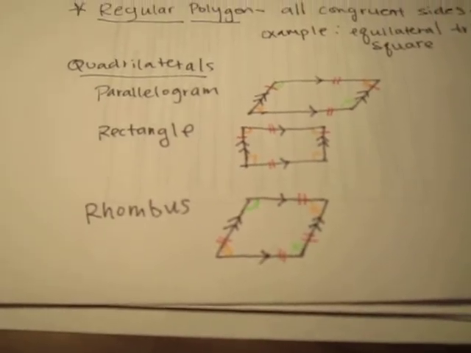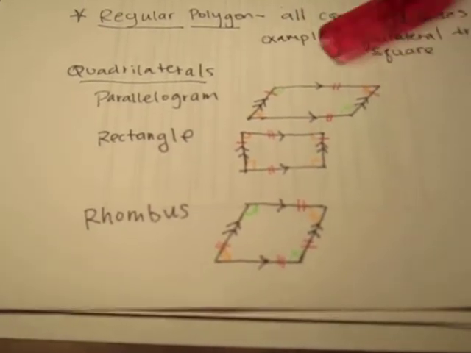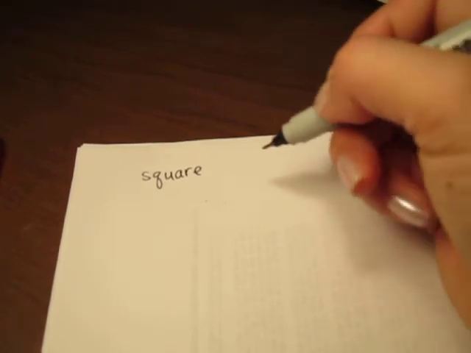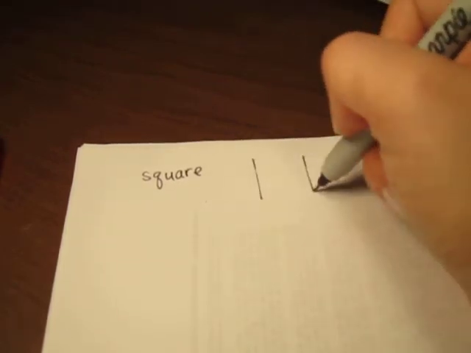Okay, we just have 2 more to go. I'm going to flip to another page. The next one is a square. We know what a square is. The square looks like this.